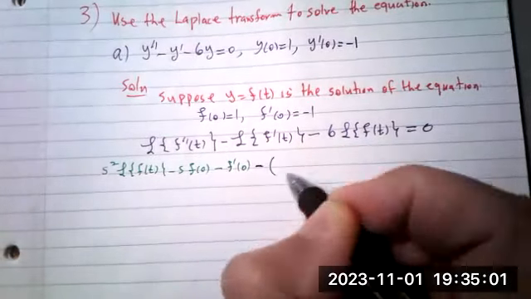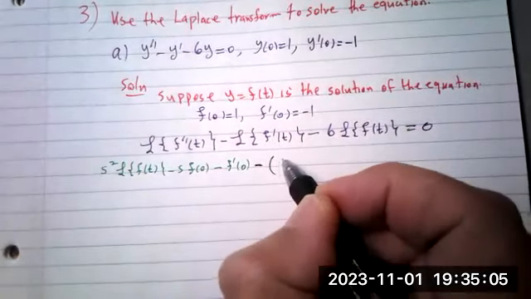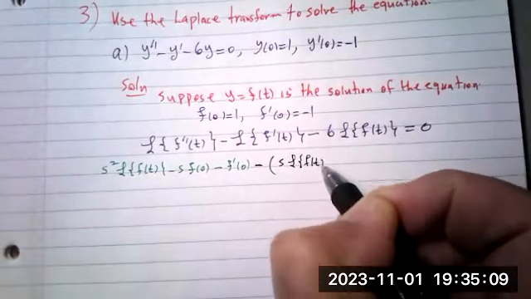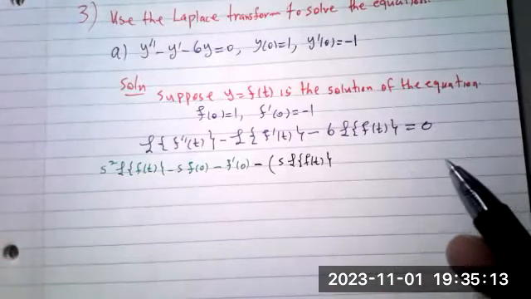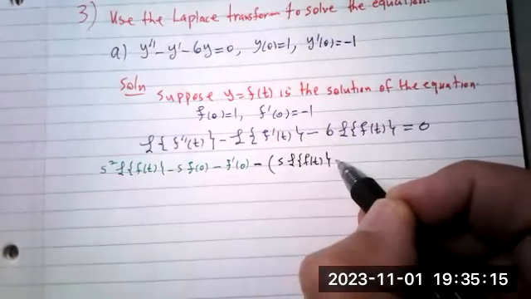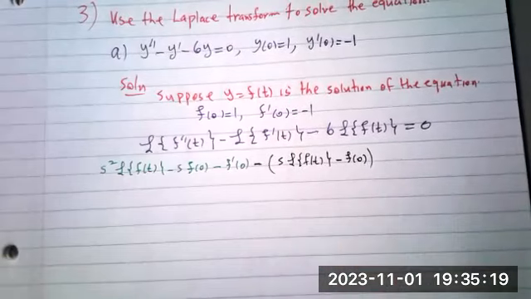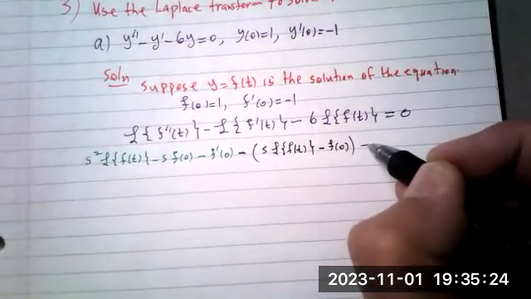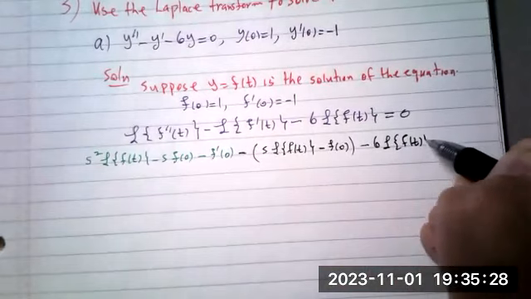Minus, the second one is the first derivative, so the power of s would be 1: s L of f of t. Lower the power of s, then it's going to disappear. So it will be only minus f of 0. That's for the prime. Okay, and the next one is 6 Laplace of f of t equal to 0.